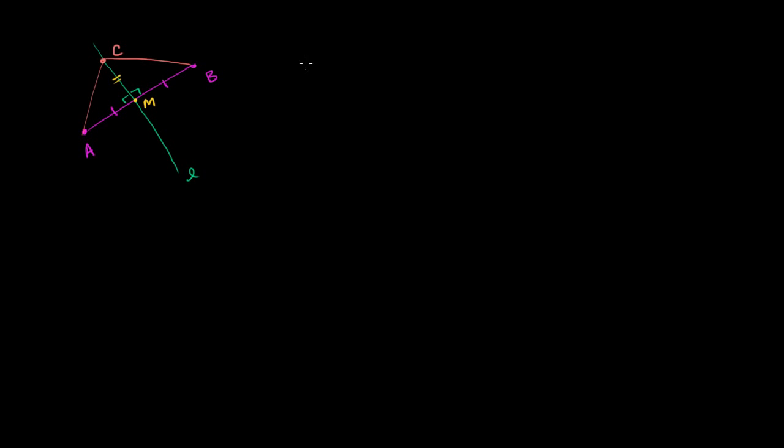So we can write that triangle AMC is congruent to triangle BMC by side, angle, side congruency. And so if they are congruent, then all of their corresponding sides are congruent. And AC corresponds to BC. So these two things must be congruent. This length must be the same as this length right over there. And so we've proven what we want to prove.